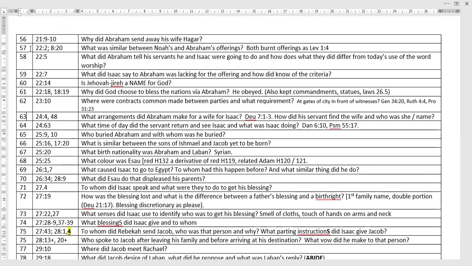I've got Deuteronomy chapter 7, 1 to 3 here. Note how his servant found Rebekah anyway; you read the story and you'll see that's where the answer is. Question 64. What time of day did the servant return and see Isaac? And what was Isaac doing?